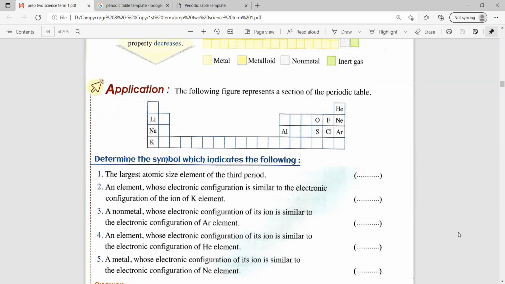Okay, the largest atomic size element of the third period. It is sodium.